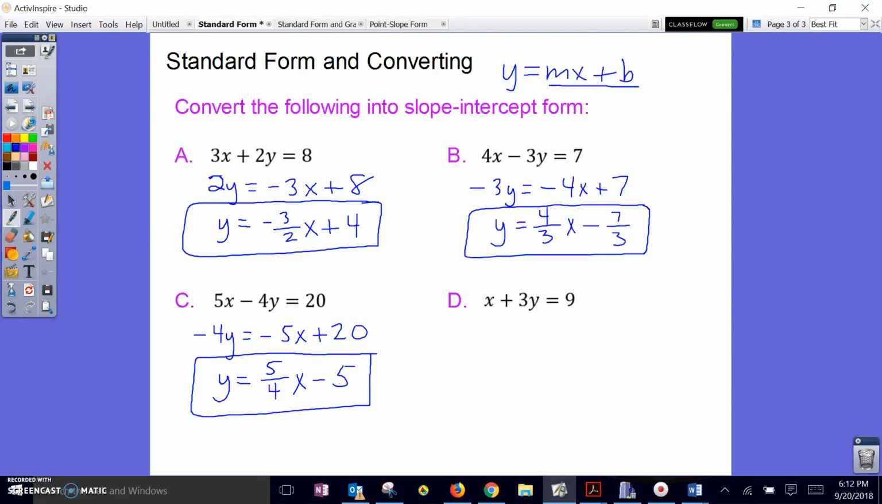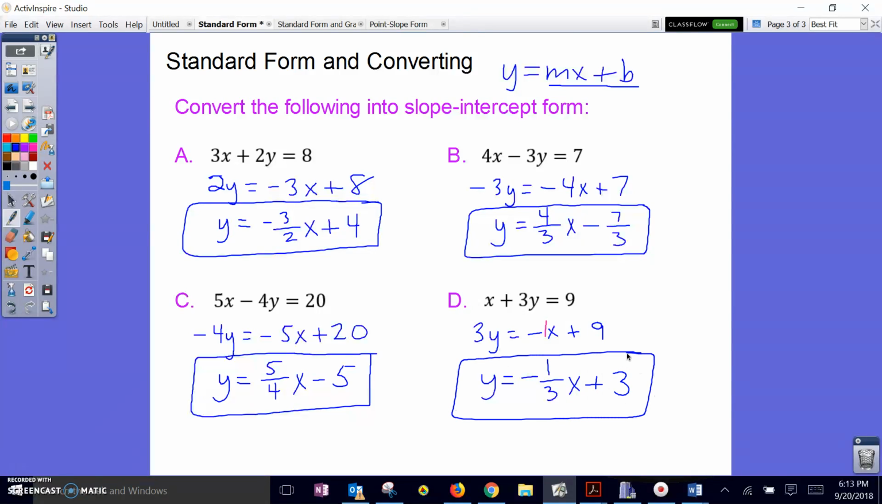And the last one. We'll subtract x from both sides. And then we'll divide both sides by 3. So that gives us y on the one side. And remember, this negative x, that's negative 1x. And so when we divide this by 3, it's going to be negative 1 over 3x. And then 9 divided by 3 is a plus 3. And there's our equation in slope-intercept form.